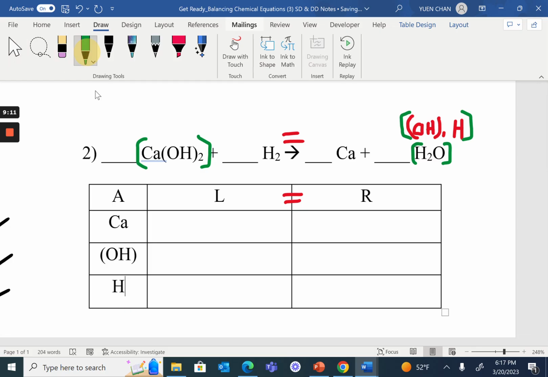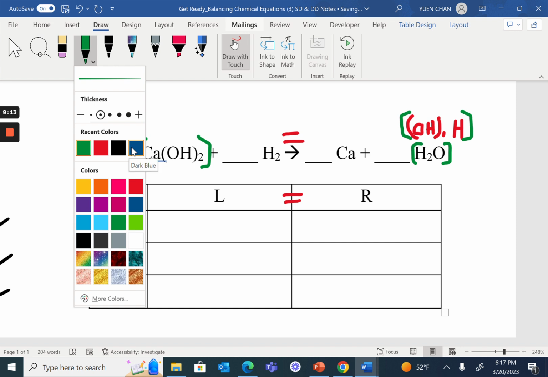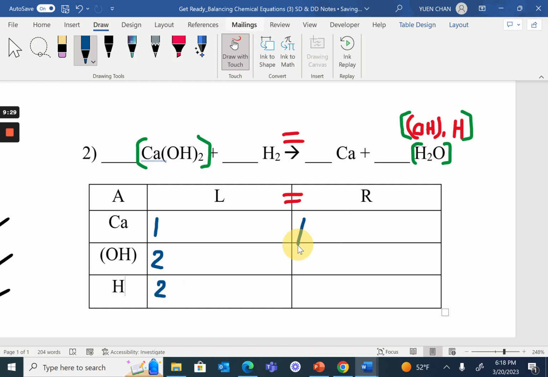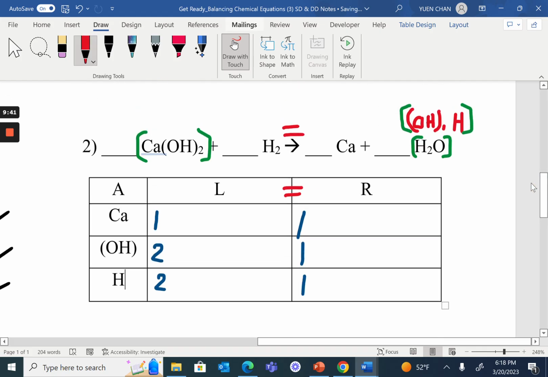So we're going to start with the blue pen. So on the left-hand side, I got 1 Ca, 2 OH, okay, be careful, I got 2 OH right here, and then I got 2H on the left side. On the right side, I got 1 Ca, 1 OH, and then 1 H, all right? Then I'm going to start to do balancing. So you can look it up that Ca is balanced, but OH and H is not balanced.